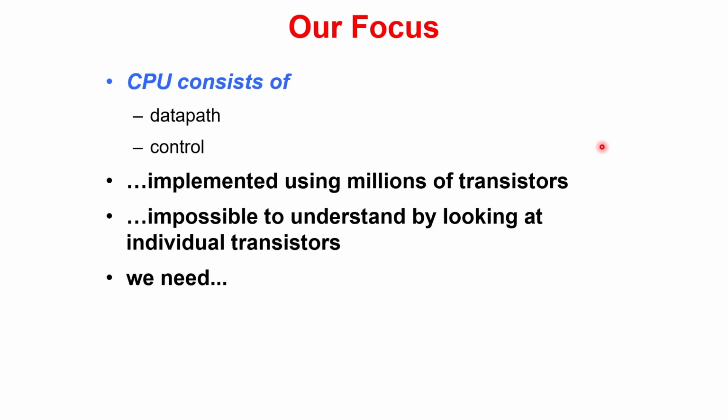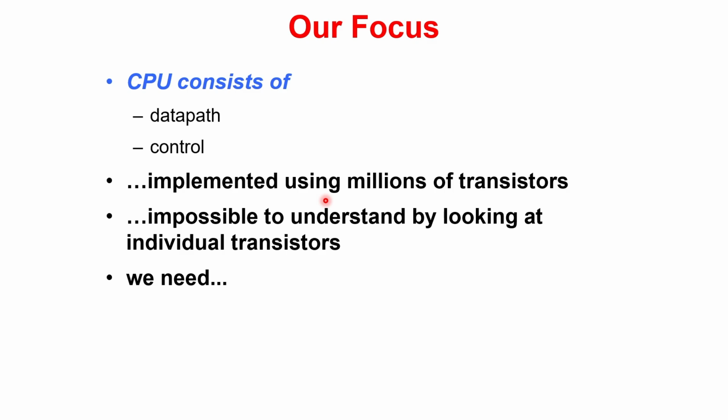Okay, this slide explains why we need to study computer architecture at the right level of abstraction. The CPU consists of two main parts: the data path, which performs data processing operations, and the control, which directs the data path on what to do. These components are implemented using millions or even billions of transistors on a single chip. Each transistor is a tiny electronic switch. So it is impossible to understand how a modern processor works by looking at individual transistors. Therefore, there are simply too many and they are too small to analyze one by one.